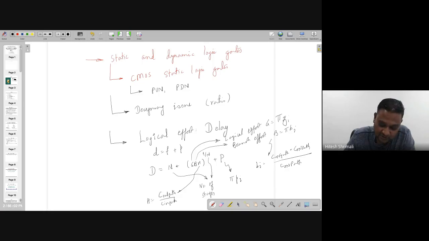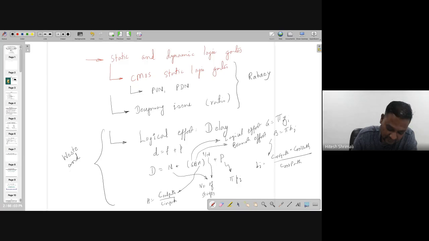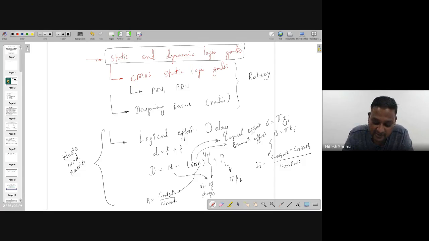However, this chapter has not been over yet. This first part we have studied from the Rabaey book. This part we have studied from West and Harris. And now the rest of the topics under this chapter have to be understood. Some of the static gates are still left, and thereafter we are going to move to dynamic logic gates, and then we'll conclude the entire chapter.